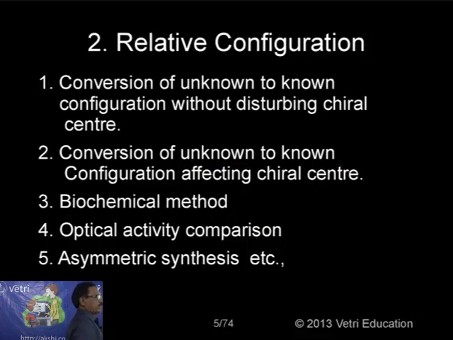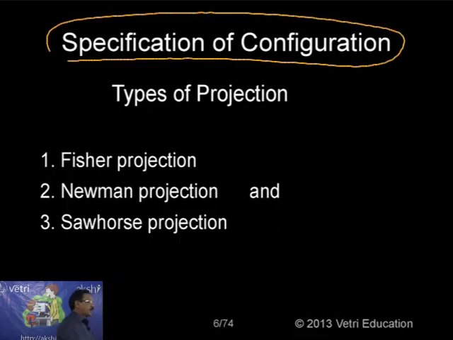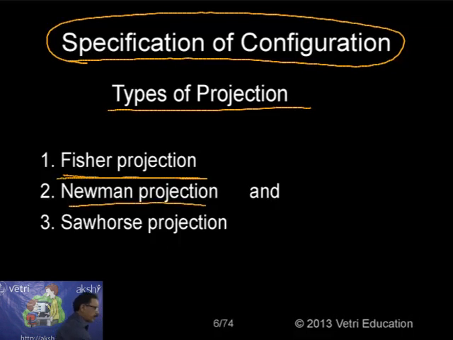Okay, let me go for the next. Specification of configuration. This is the most important. Kindly, students, have it in mind and listen carefully. This is the most important part of organic chemistry. How to specify the configuration of a molecule? What projections are we using? There are three types of projection commonly used in organic chemistry. One is Fischer projection. Two, Newman projection. And three, Sawhorse projection.